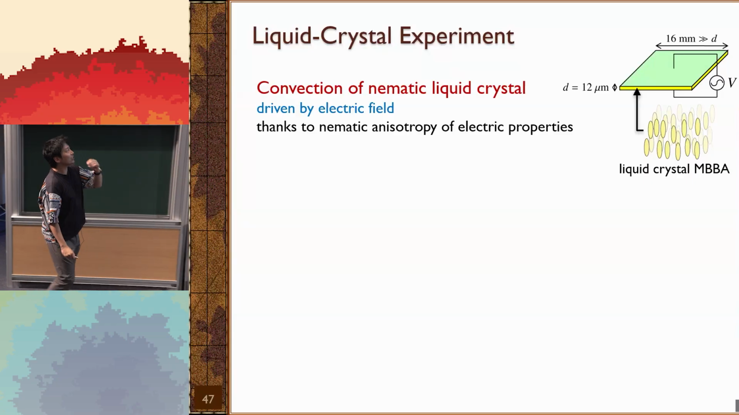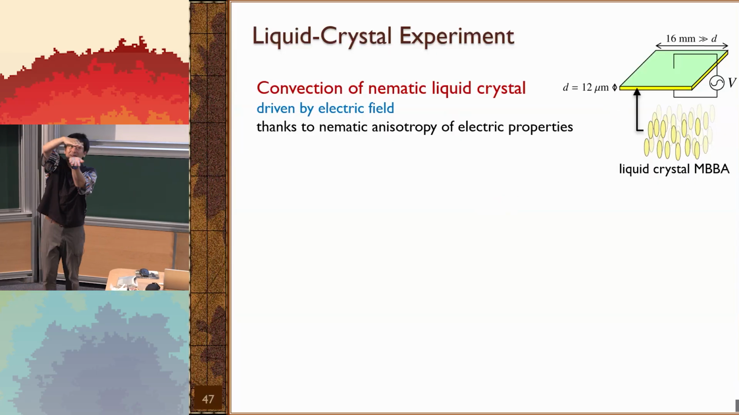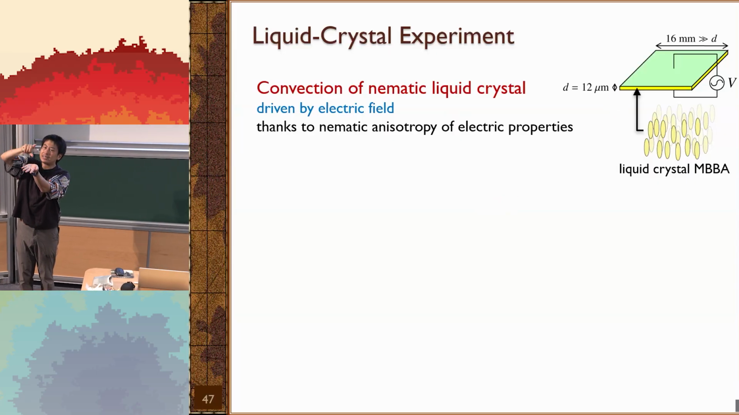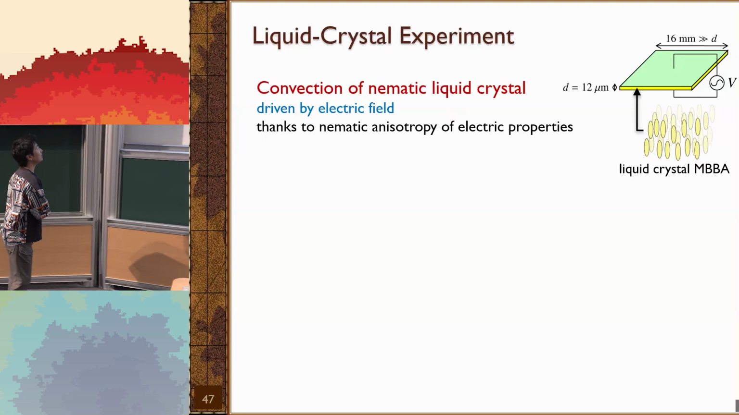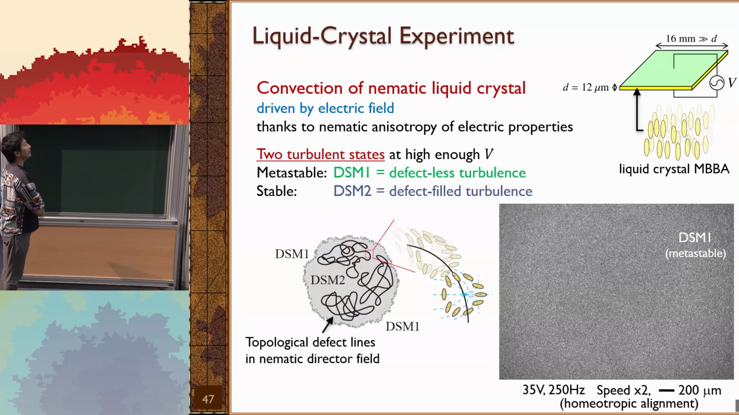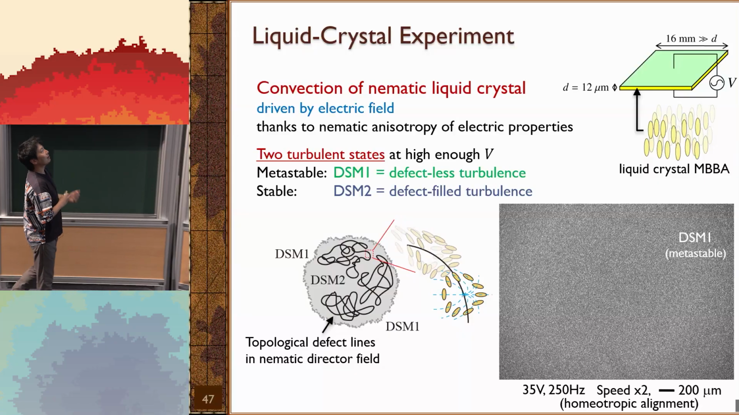Okay, and the system I used is convection of liquid crystal. So basically, I have two parallel electrodes, and liquid crystal is sandwiched between the two electrodes. And we can apply an electric field perpendicularly to the surfaces, and this electric field is known to drive convection in liquid crystal. And if the applied voltage is high enough, the convection becomes turbulent.